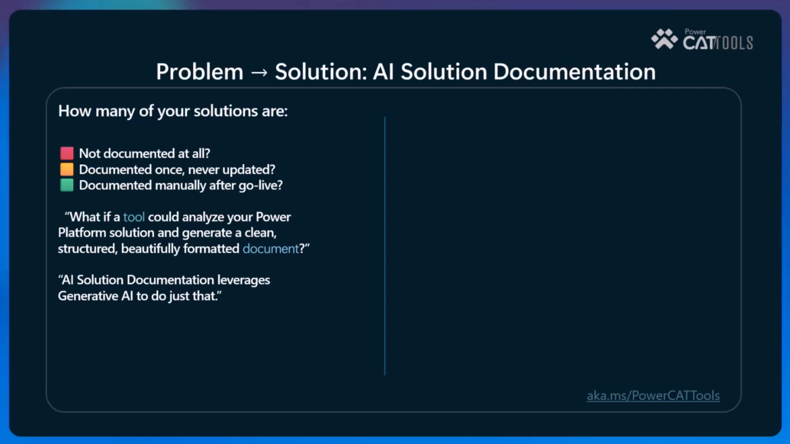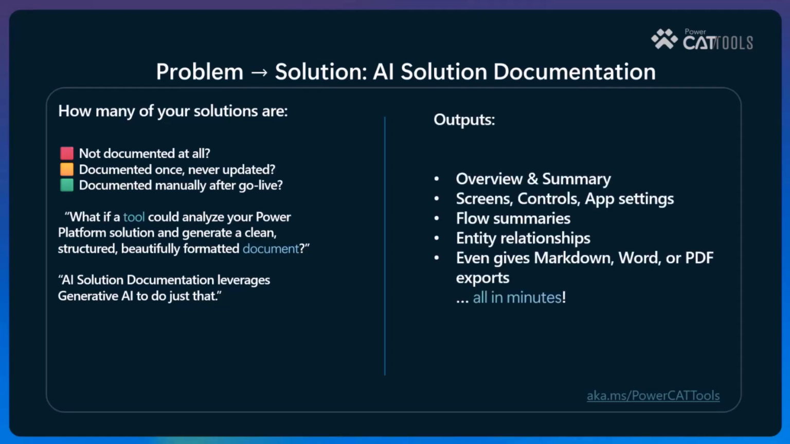So even myself at PowerCat have heard from one of our high-touch customers that they have spent days and weeks to manually create notes because the documents were not there in the first place, hence spending a lot of energy, cost, and resources for this requirement. So what if we have a tool that could analyze your Power Platform solution and generate a clean, structured, beautifully formatted document? So AI solution documentation leverages generative AI to do just that.